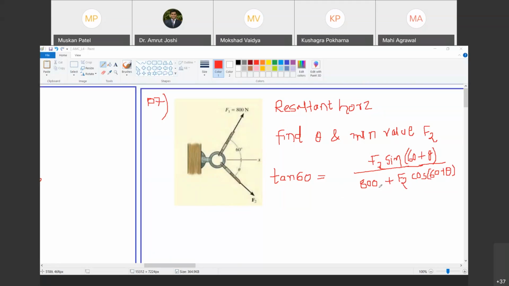तो क्या करना पड़ेगा? I will have to take this 800 plus F2 cos 60 plus theta on this side. Do you agree with me? So how much is tan 60? Tan 60 कितना है बताओ? 1.73. So as I multiply this 1.73 by 800 plus F2 cos 60 plus theta, 800 into 1.73 कितना आता है बताओ मुझे?